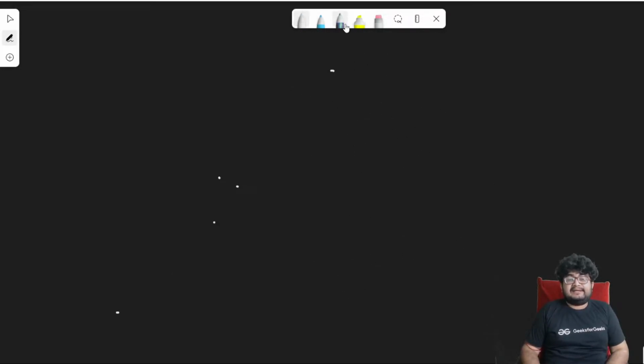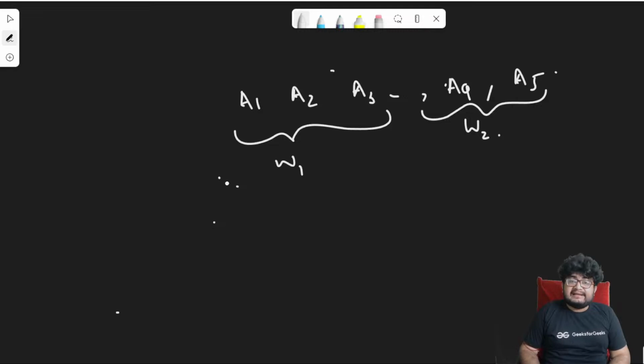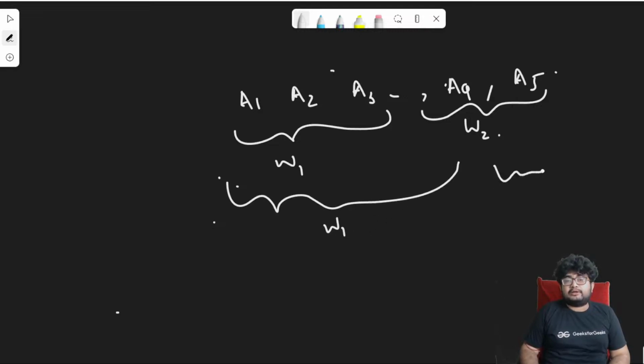Let's say we have a cabinet structure like A1, A2, A3, A4, A5. Let's say 5 cabinets, and these are the number of pages. Let's say we have 2 workers. So we can divide like this: worker 1 will take A1, A2, A3, worker 2 will take A4, A5. Or we can divide like this: worker 1 will take A1, A2, A3, A4, worker 2 will just take A5. This is a valid division.